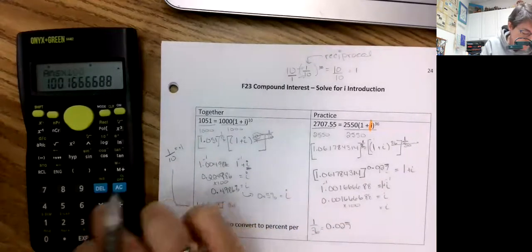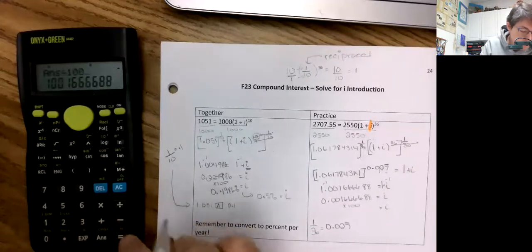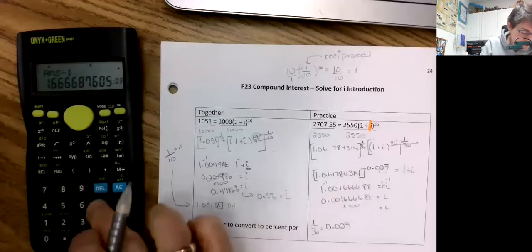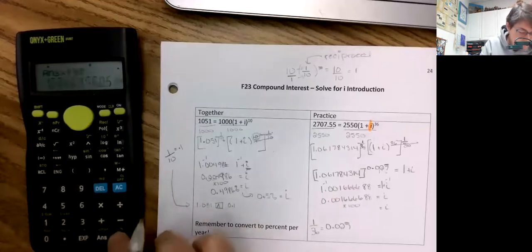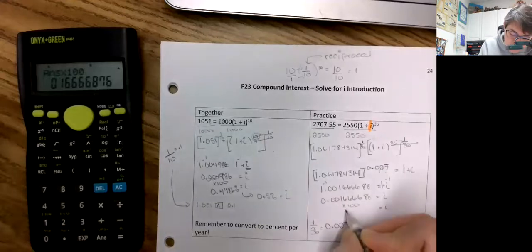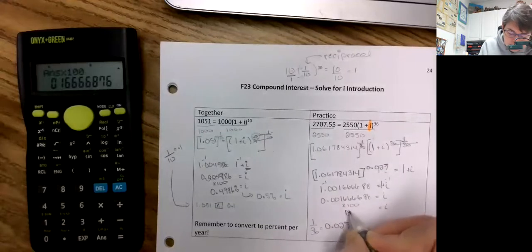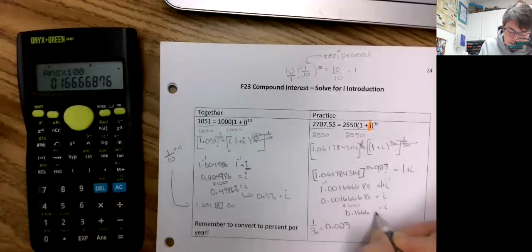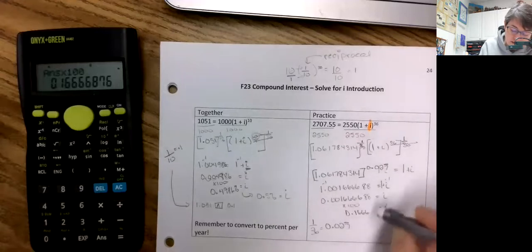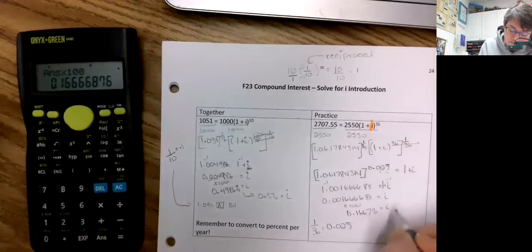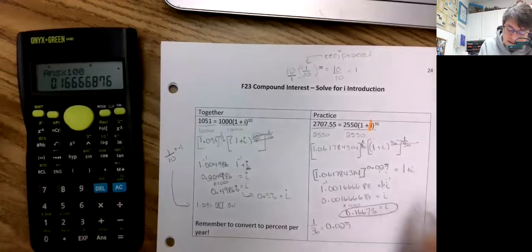Oops. I forgot to first subtract the 1. Minus 1 times 100. 1, oops, 0.1666. 167. I don't know. It's a terrible thing for a math teacher to say.